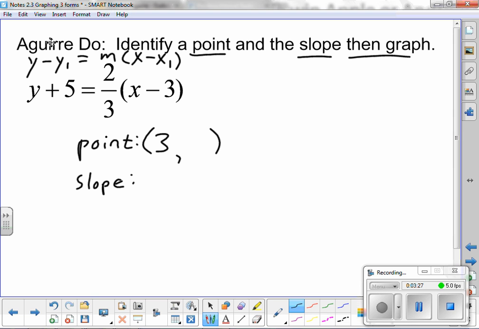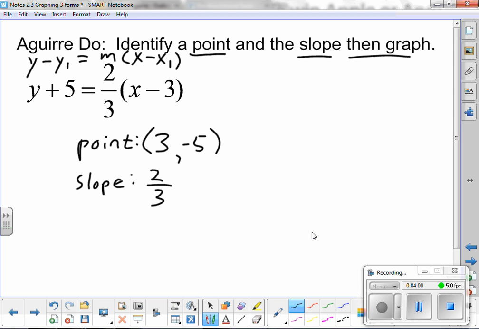This is a +5, but remember we got to figure out what y1 is. So the only way you can get a +5 out of this general form is if y1 is actually a -5. So you just switch signs, essentially. So this -3 with the x turns into a +3. This +5 with the y turns into a -5. These signs don't have to be opposite either. This could have been a +3 and a +5. It could have been a -5 and a -3. They don't have to alternate. And then your slope is 2/3.